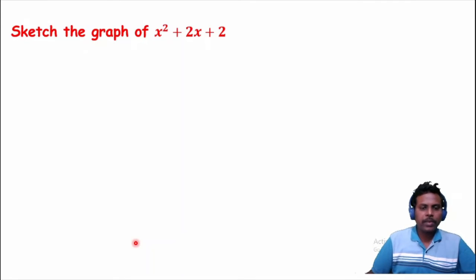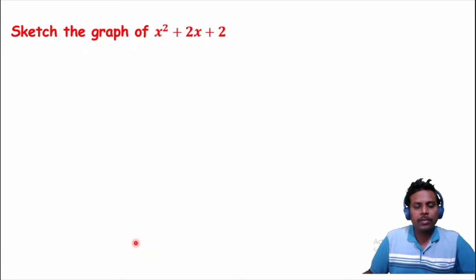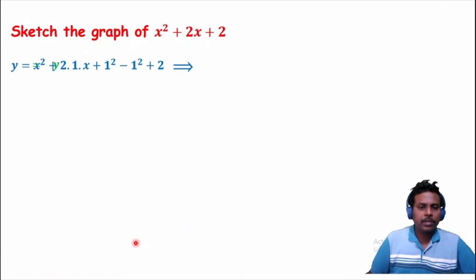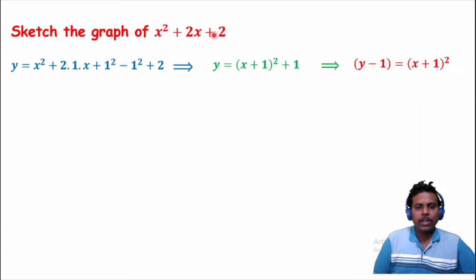The first step that we have to do here is the completion of the square. X square plus 2x plus 2. So x square plus 2 into 1 into x. In order to complete the square, I have added and subtracted 1 square here. The rest of the steps you can follow here. Ultimately, we have to arrive at an expression of the form y minus 1 is equal to x plus 1 whole square.